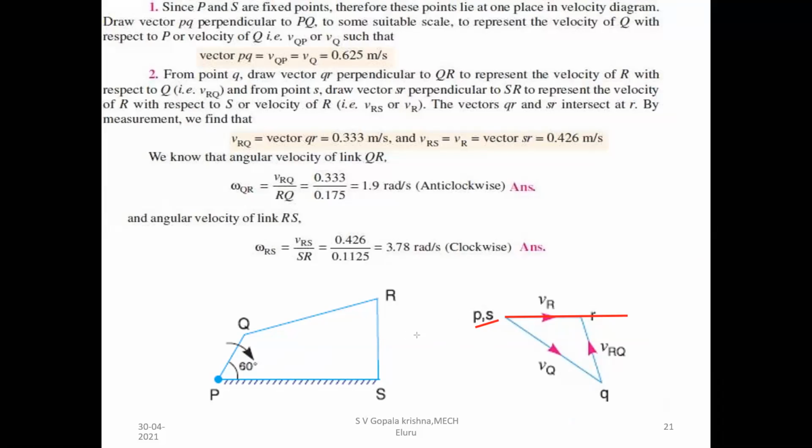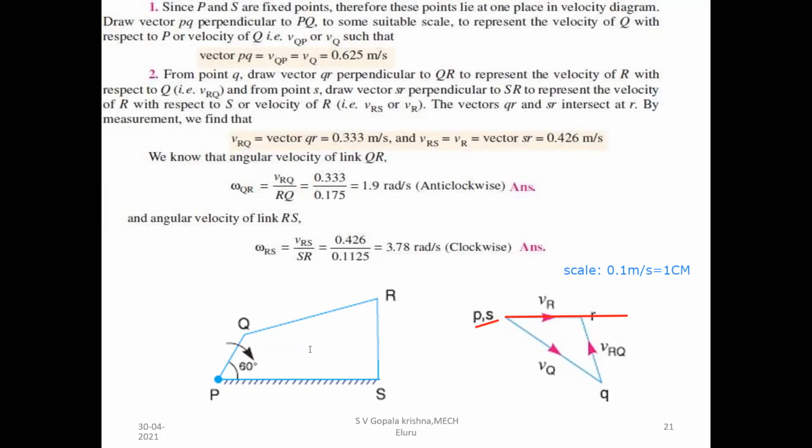Later, just take the scale. The scale depends upon our known values. Our VQP value is 0.625. From that, 0.1 meter per second equals 1 centimeter. That is the scale; you have to set up the scale.